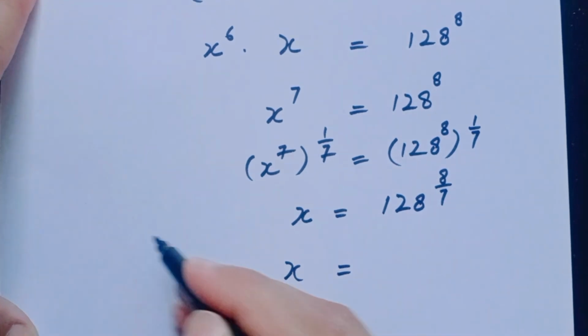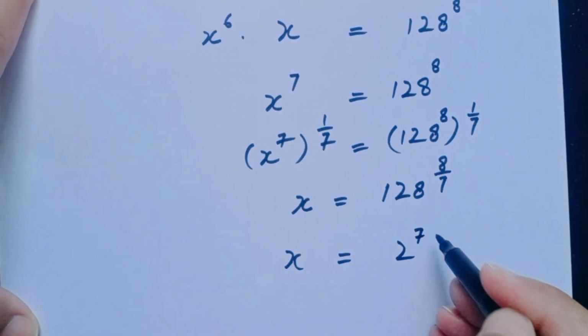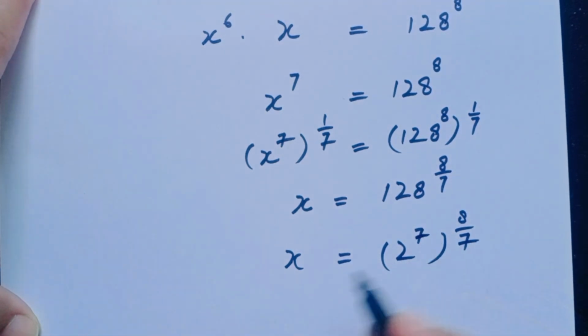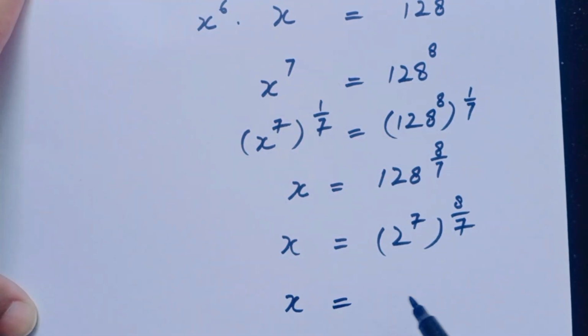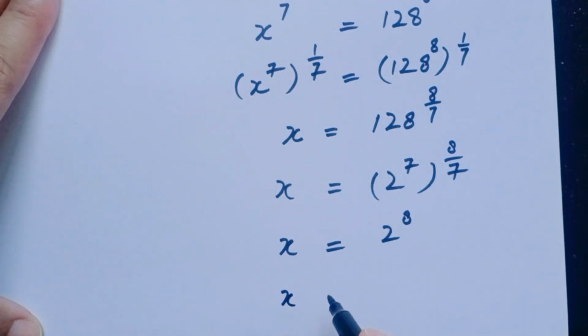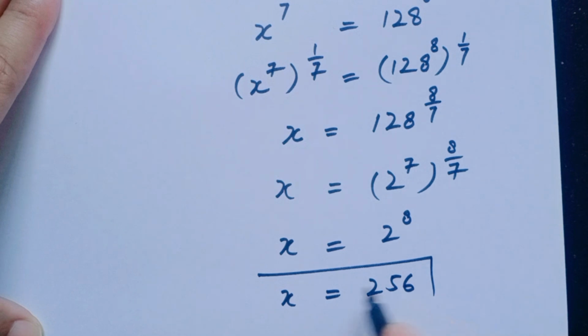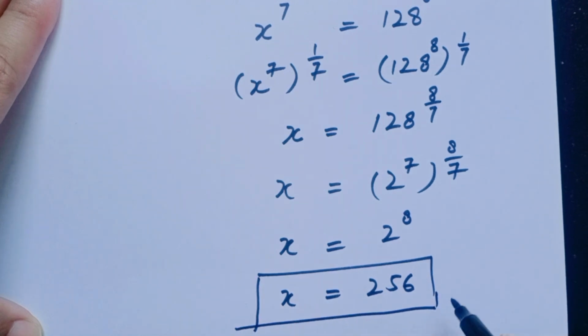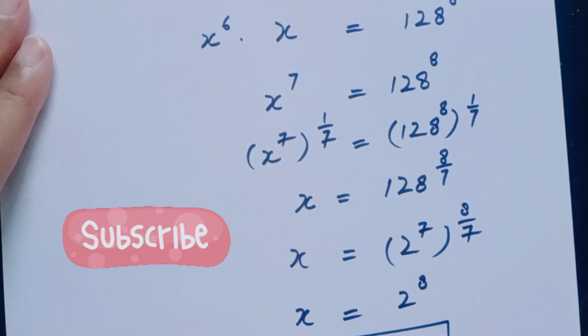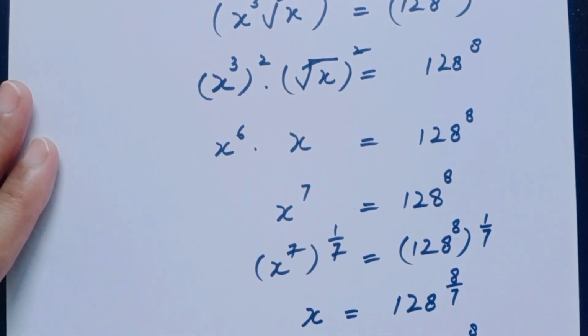So in the next step, we know that 128, we can write as 2 power 7, power 8 over 7. This 7 will go with the 7. We will get x is equal to 2 power 8. So we know that 2 power 8 is equal to 256. It is the final value of x. We have calculated from the two methods the value of x, which is 256.